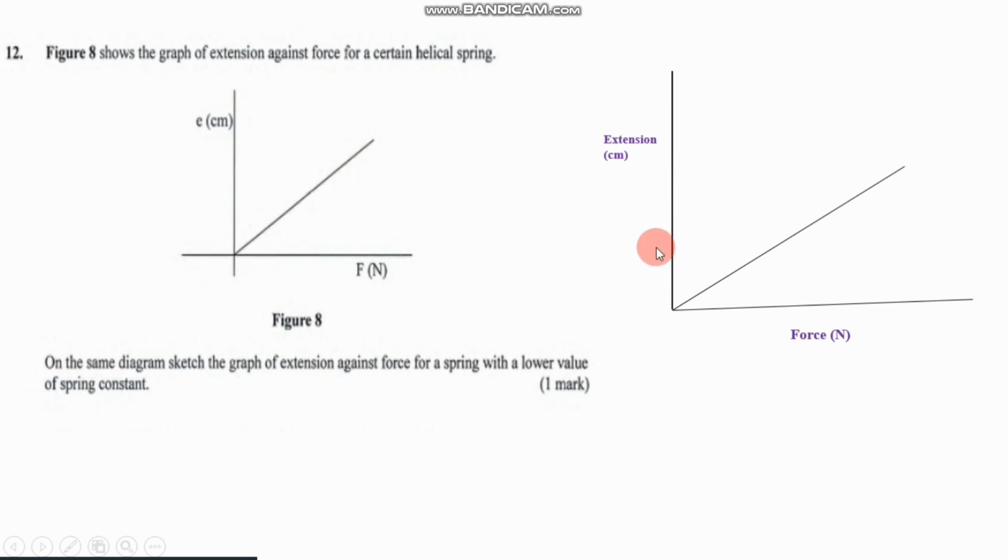We are going to start to draw the graph. So we have the vertical axis, that is where extension is, extension in centimeters. We have the horizontal axis, that is where the force is, and the force is measured in newtons. And that is the original line, that is the original relationship before you were asked the question.